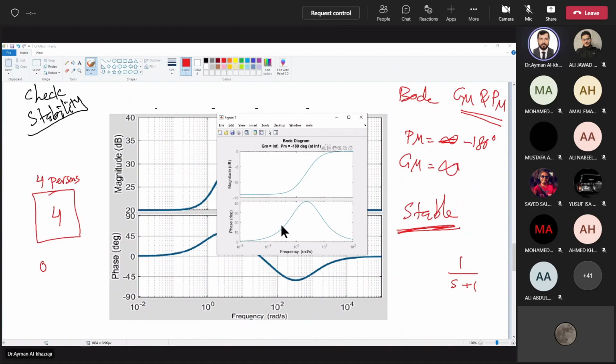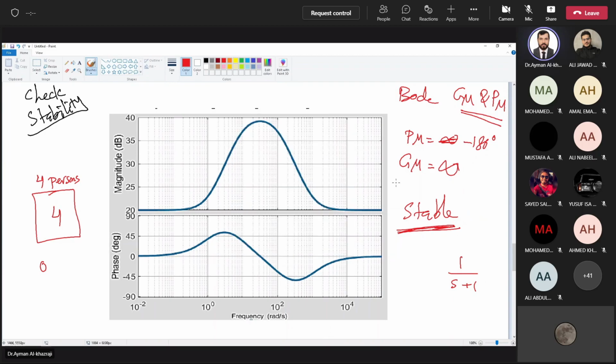It is not touching, and we can check this. I can show you. Wait a minute. Go back to the slide, please. I don't have time, but go back to the slide. You will find this also when you solve. So it means system is always stable. Whatever K value you put, it will not touch the 0 decibel. Of course, it has to be positive.